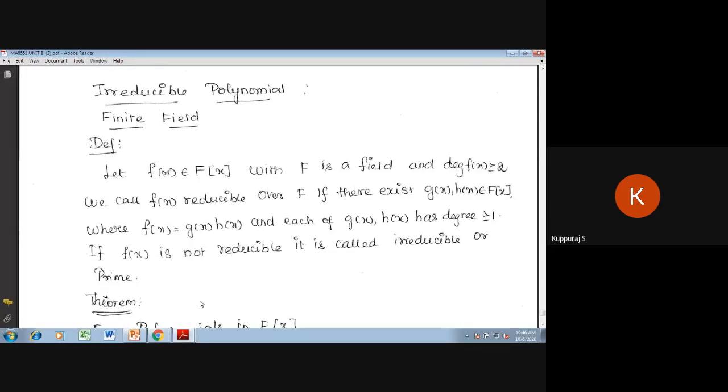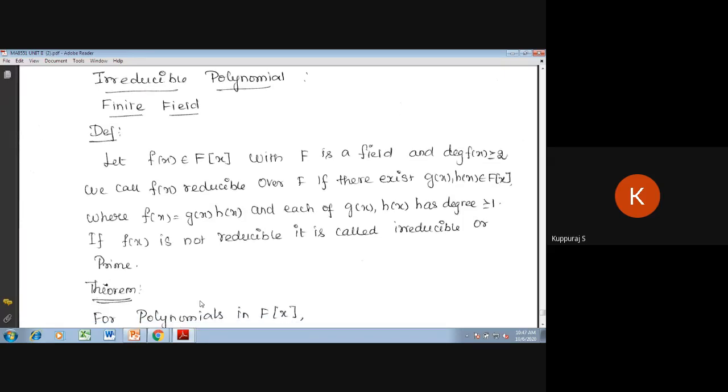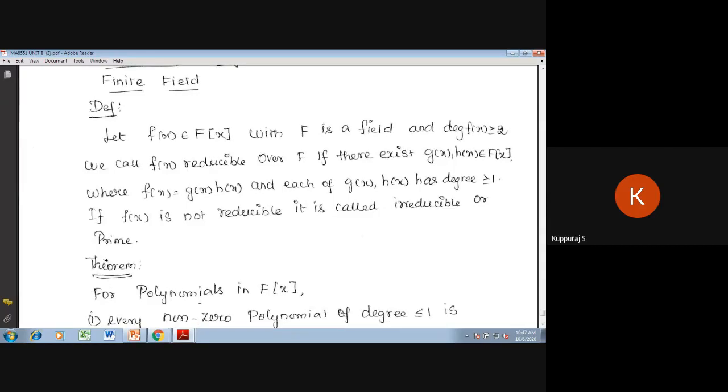Then look at the next line. If f of x is not reducible, it is called irreducible or prime. Not reducible means the polynomial which cannot be broken into at least two linear polynomials.